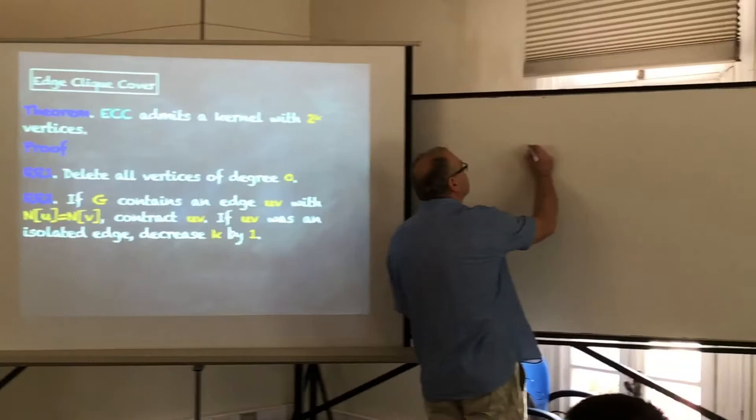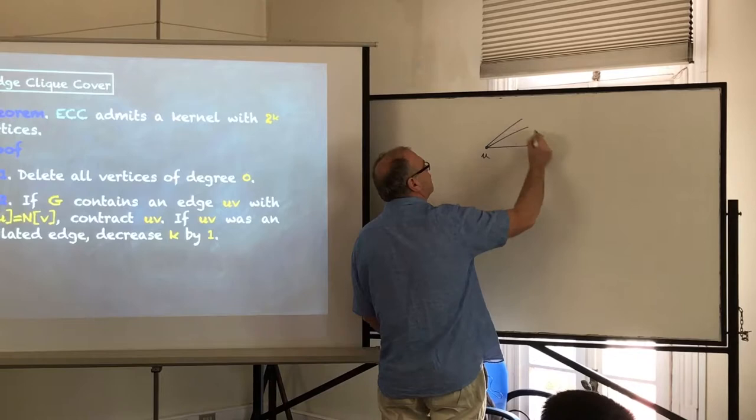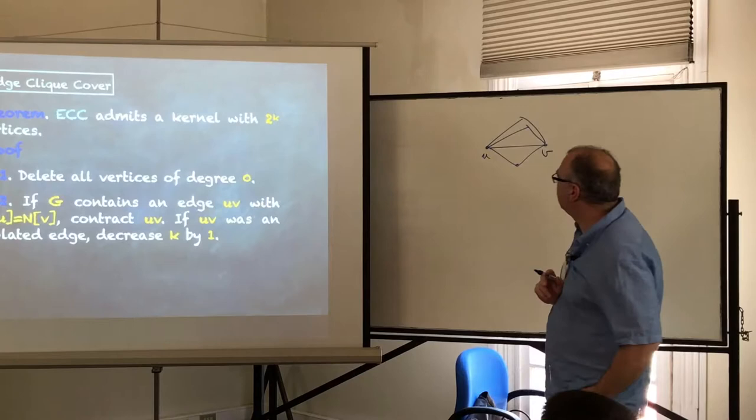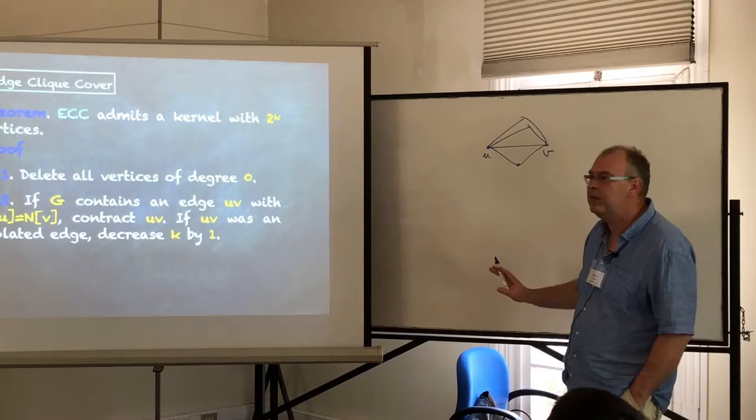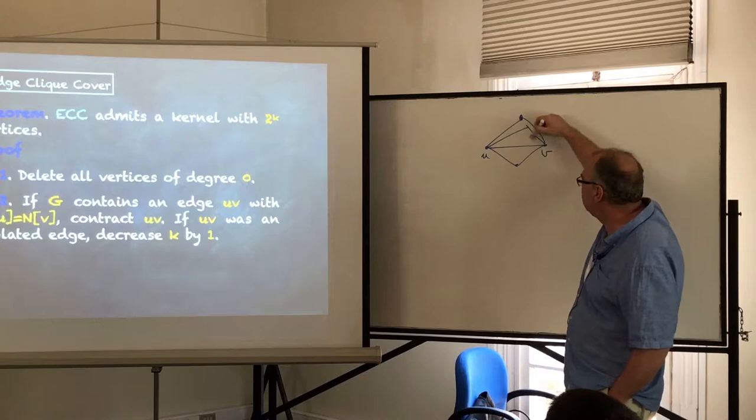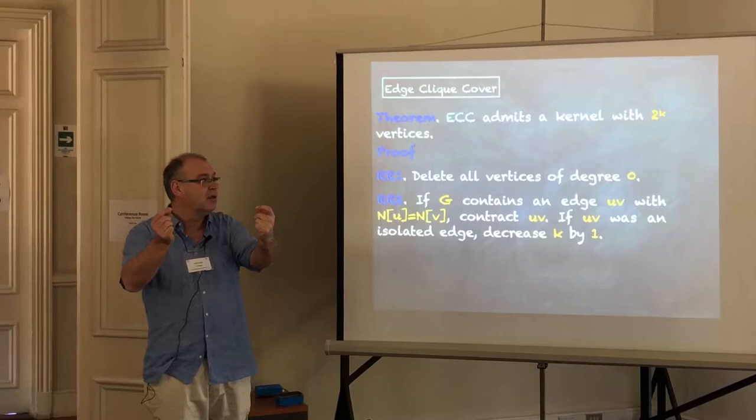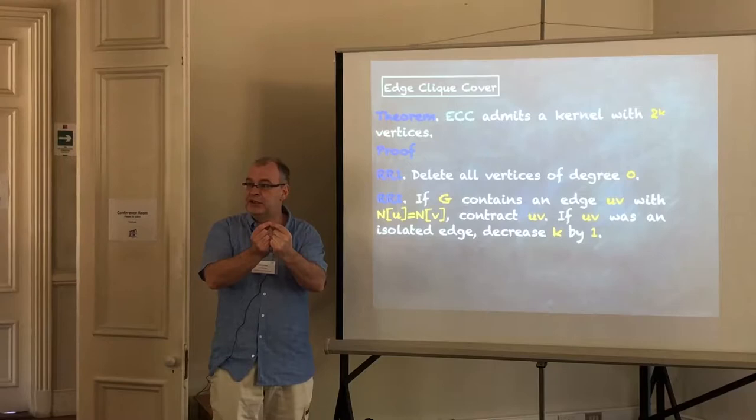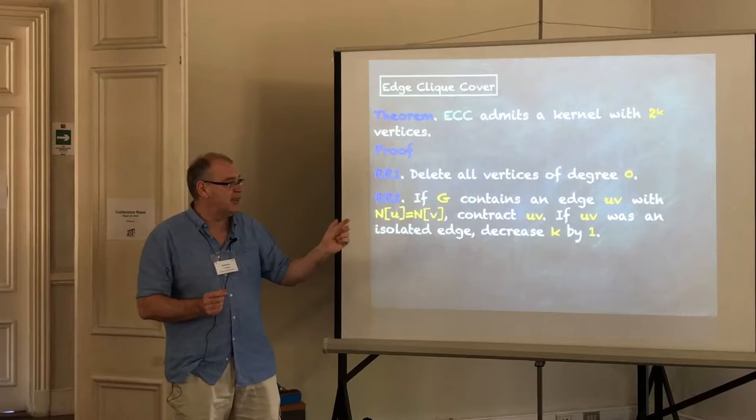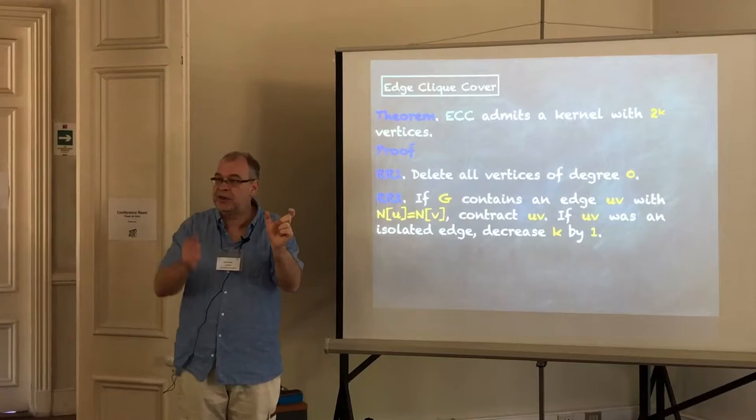I have vertex U, vertex V. So this is an example where I have two vertices whose closed neighborhoods are equal, right? So every vertex adjacent to this vertex is also adjacent to this vertex, and also these vertices are adjacent. Sometimes these vertices are also called twins. Okay, so if I have two vertices which are twins, then my reduction rule is I just contract this edge. And if this UV was just a singular isolated edge, then I also decrease my parameter by one.